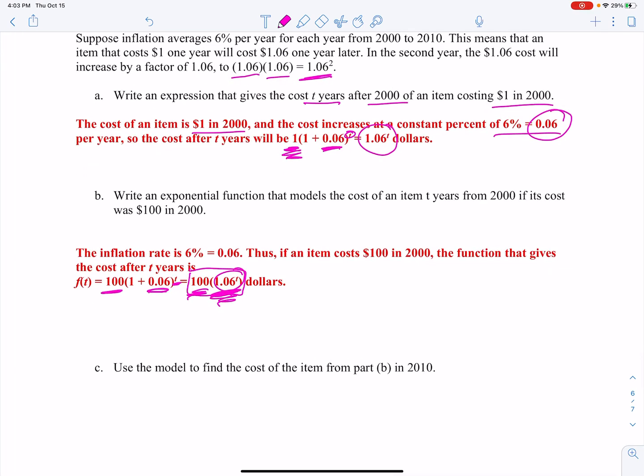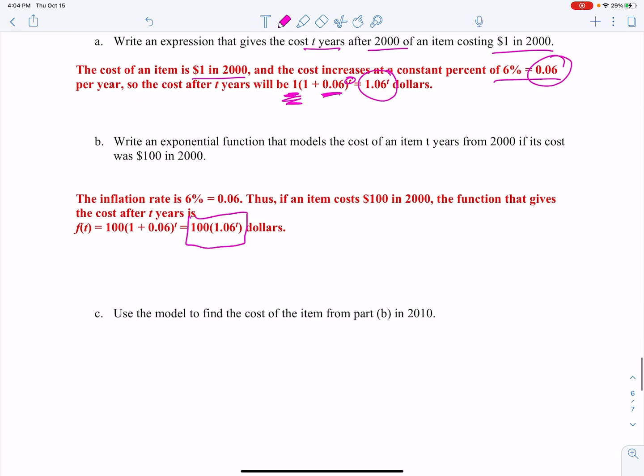Use the model to find the cost of the item from part B. We're going to use this one right here. Let me clean that up for you. We're going to use that model to find the cost of the item from part B in 2010. Remember, t is years from 2000, so 2010 means t equals 10.